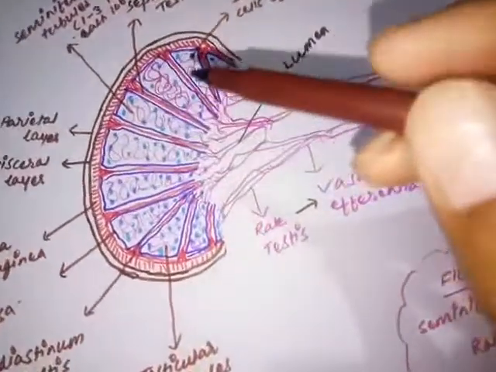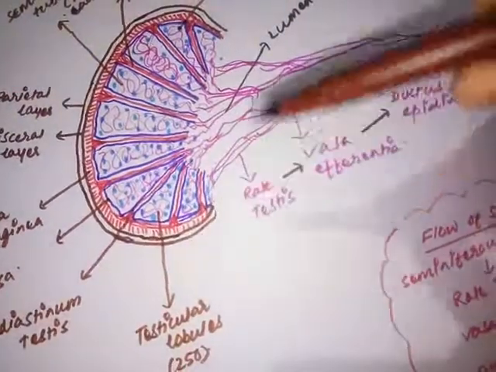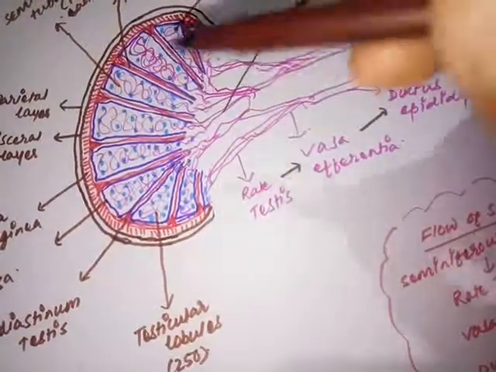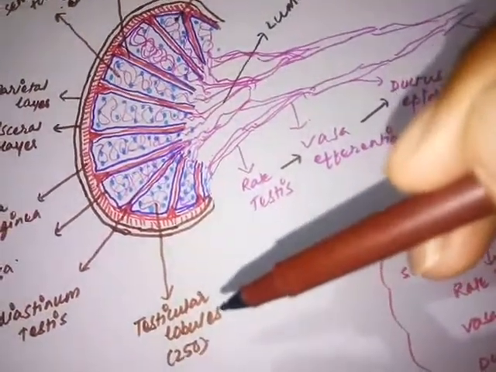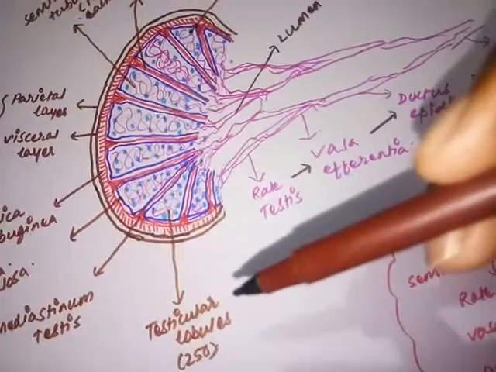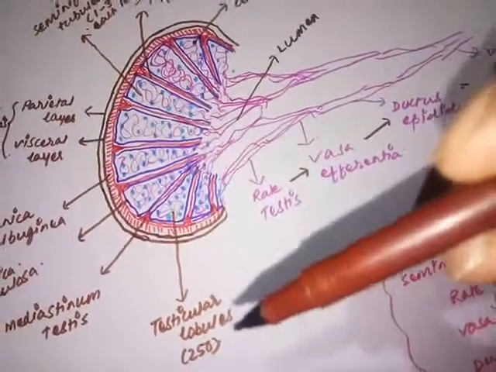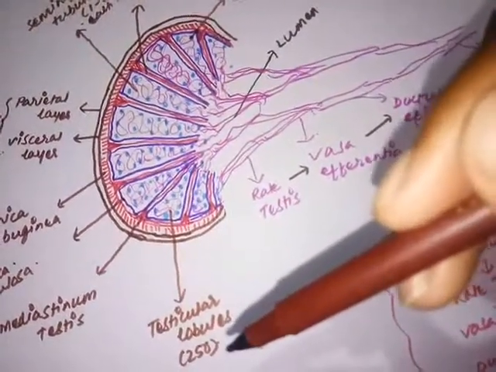Due to the arrangement of the septula testis, what happened? The testis is found to be divided into many cavities, and each cavity is called a lobule. The lobules are present in the testis, so that is why they are called testicular lobules. Is it clear? Each testis has around 250 testicular lobules.